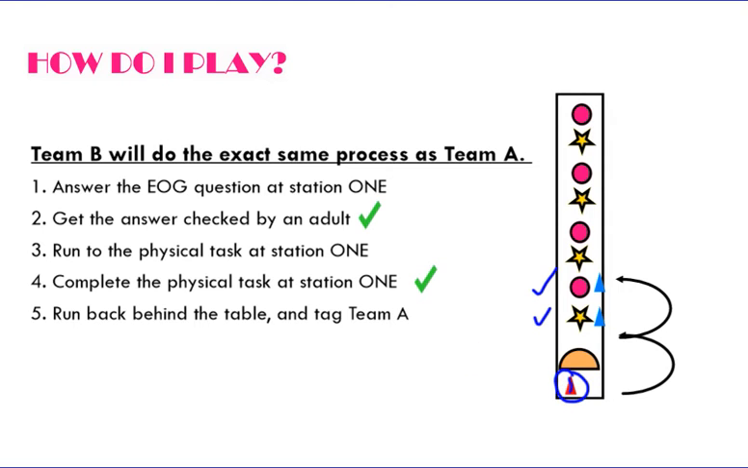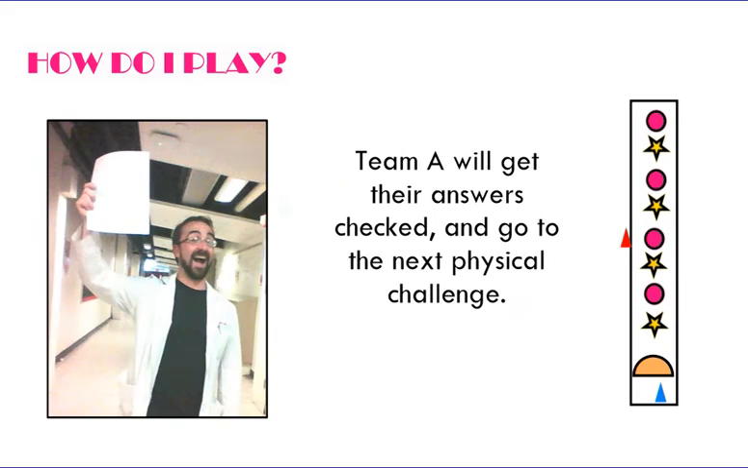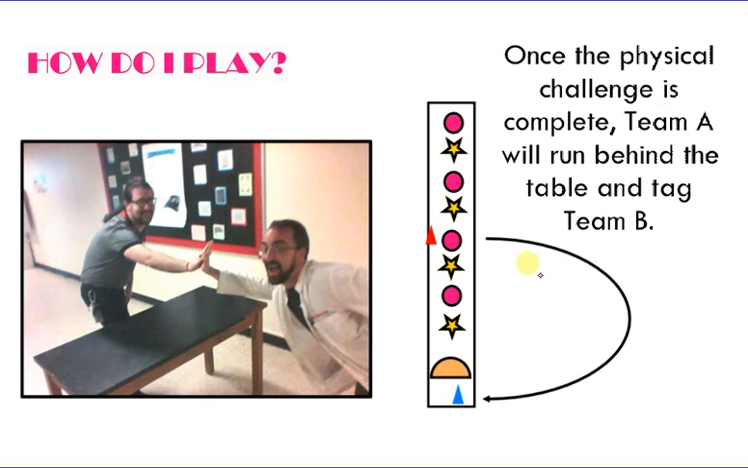Once they've done those 2 things, they're going to run back behind the table and re-tag Team A. Team A is going to come out, and this time, they're not going to go to the first question or the first physical challenge bag. They're going to go to the second question, and it's going to be from a different subject this time. But again, they're going to work together to answer that question and then get it checked by the adult. Once they get 100%, they can move on to their next physical challenge. Again, the adult is going to tell them what their physical challenge is. They're going to complete it and run back behind the table and tag Team B.